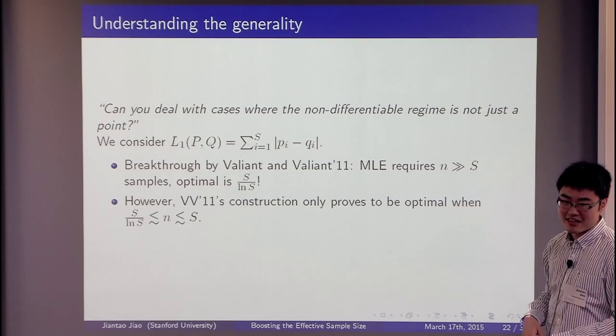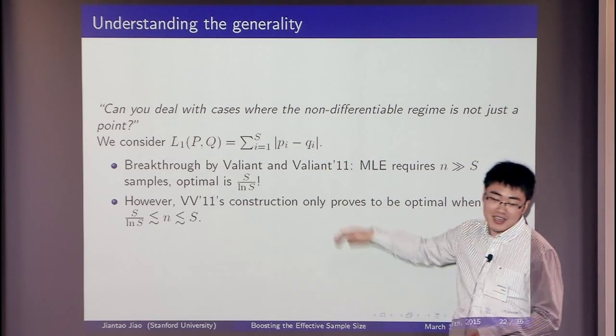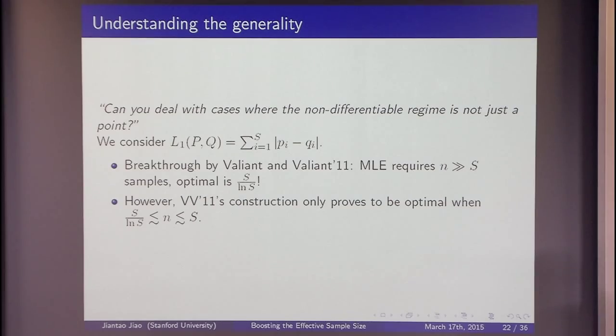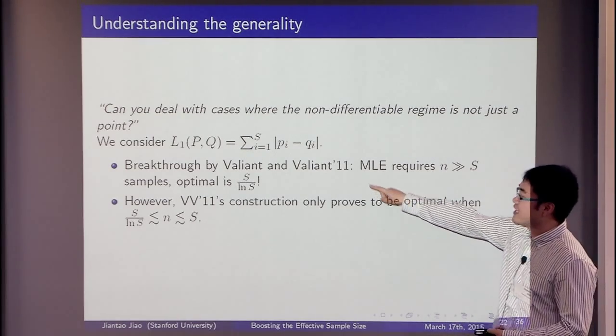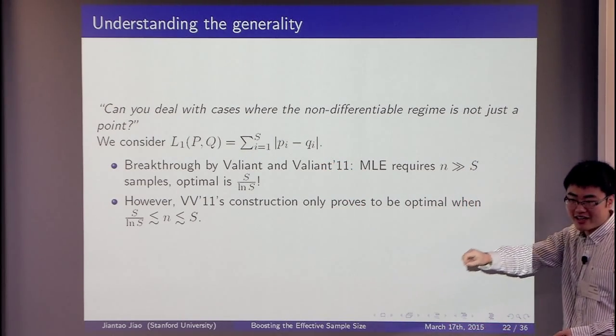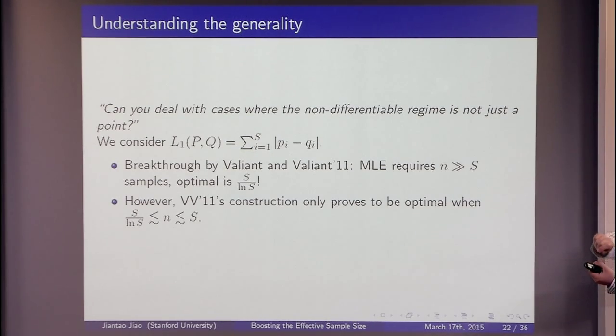Then we consider this example. L1 distance. For this L1 distance, the non-differentiable point is a whole line. Because if you think of this as a bivariate function of x and y, the set of points that is not differentiable is a whole line, x equals y. Here I also need to mention a recent breakthrough by Riley and Valiant.